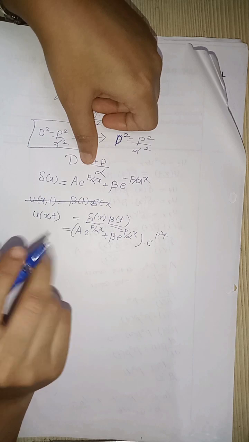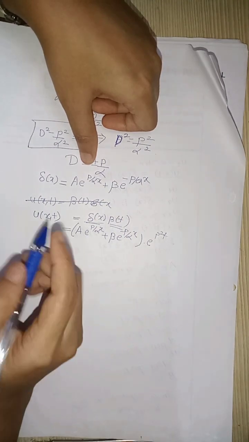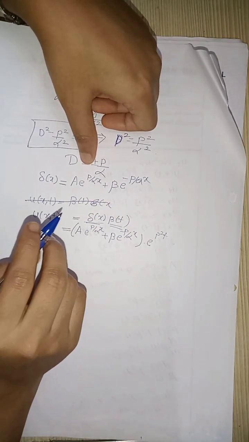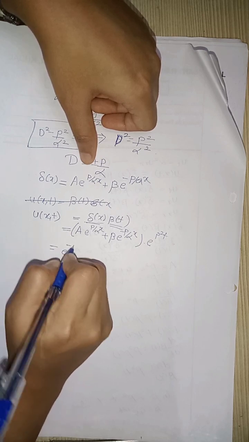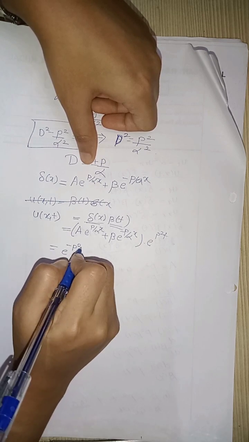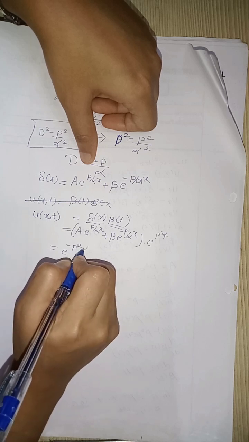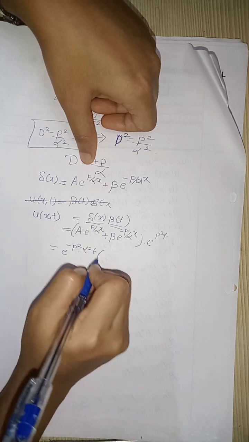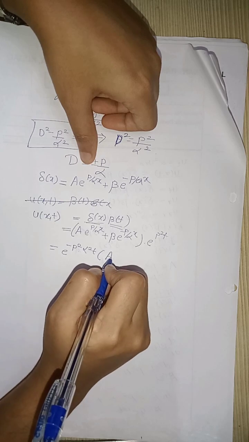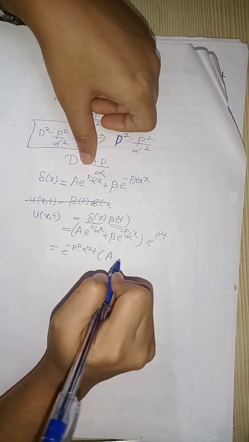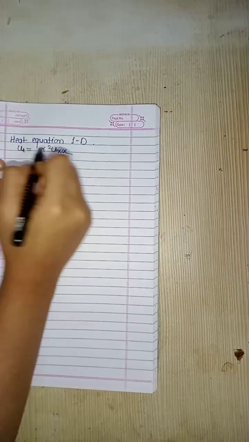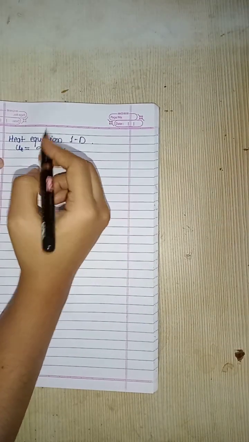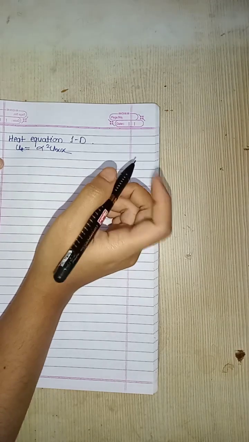Okay. So now taking e raised to minus p square alpha square t outside, you will get e raised to minus p square alpha square t outside, you will get A into, so this is our heat equation in one dimensional. It is ut equals to alpha square uxx.